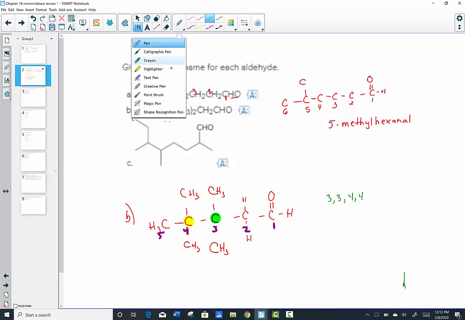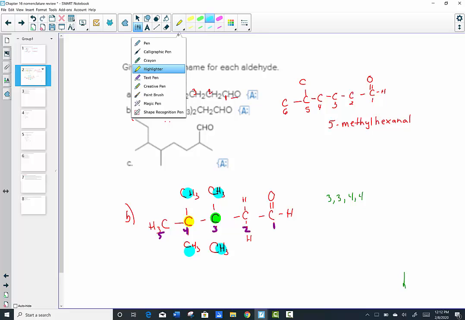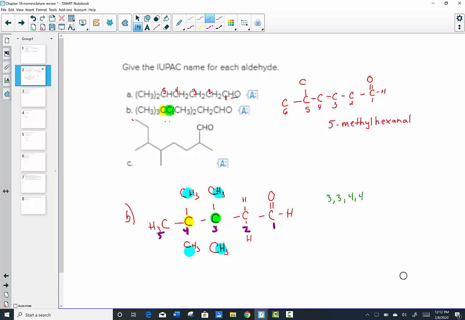The substituent branches, let me highlight in blue. There's 1, 2, 3, 4 methyl groups in a 5-carbon parent. So 3, 3, 4, 4, tetramethyl. And then a 5-carbon is pent and al. That was a good one. How'd you do with letter B? 3, 3, 4, 4. All 4 of those methyl groups have been located, right? There's 4 of those attached, 2 on carbon 3 and 2 on carbon 4. The prefix for 4 methyls is tetra.